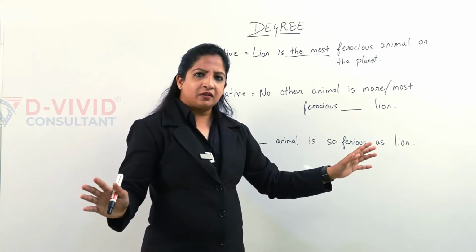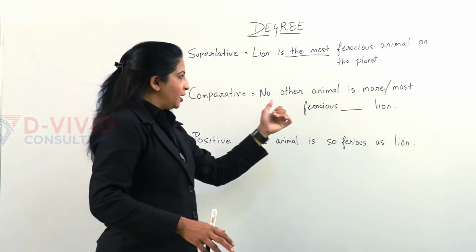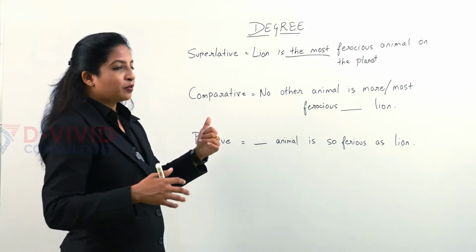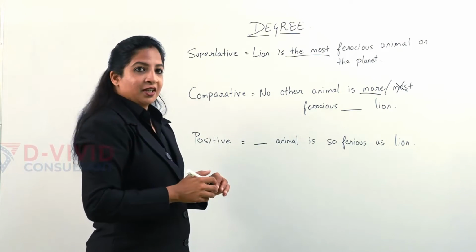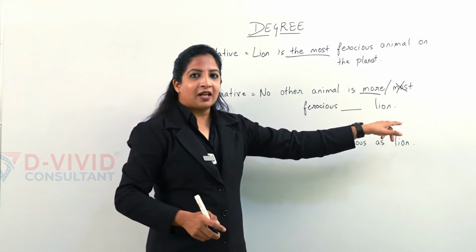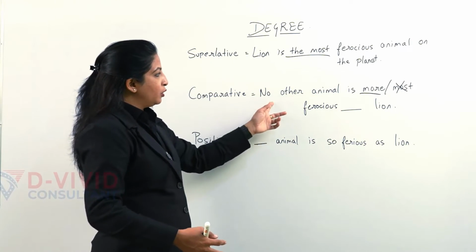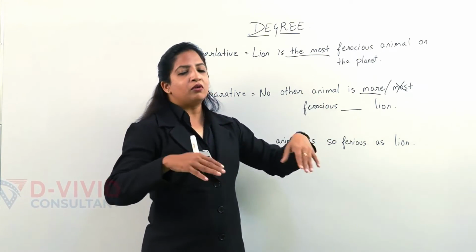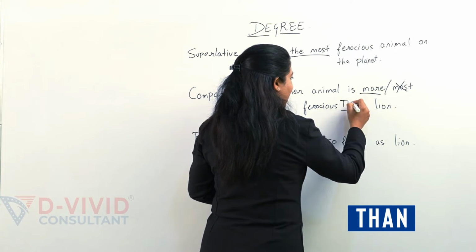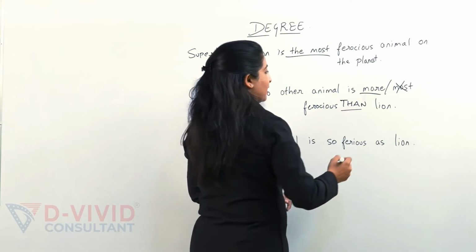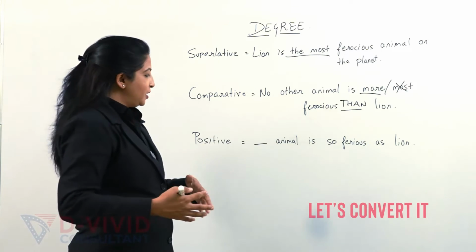"No other animal is," now what would you pick, more or most? If we have a comparative degree, we are supposed to pick more. "Ferocious dash lion." Now what would I write here? Try to guess. "No other animal is more ferocious than lion." Exactly, T-H-A-N, than lion.